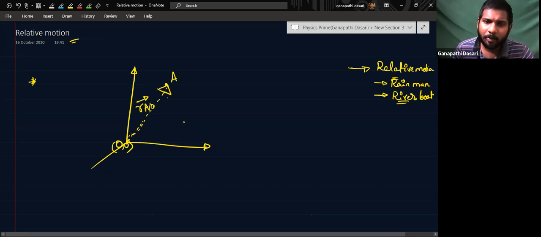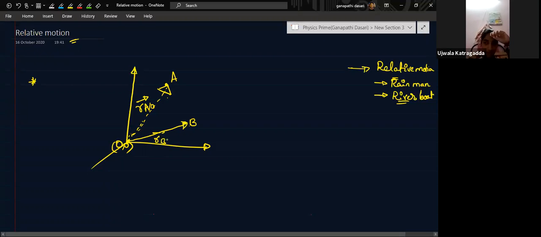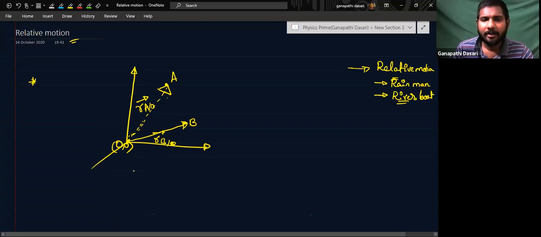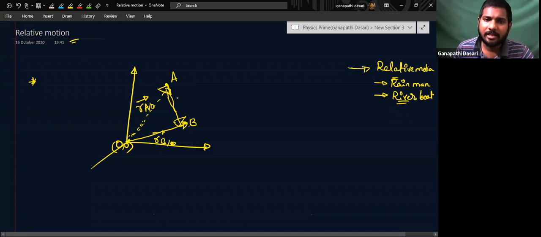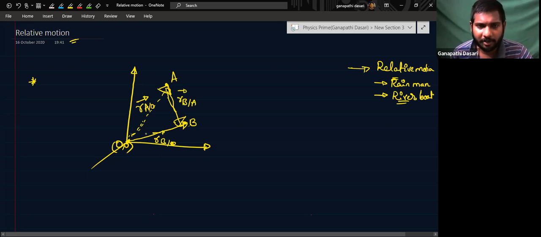Then there is another position here, B. The position vector can be written like this, RB with respect to origin, okay? Now, A with respect to origin means you drew from origin to A. B with respect to origin means you drew from origin to B. Like that, B with respect to A means how will you write? From A to B will draw or not? I will consider this as RBA, the position of B with respect to A.